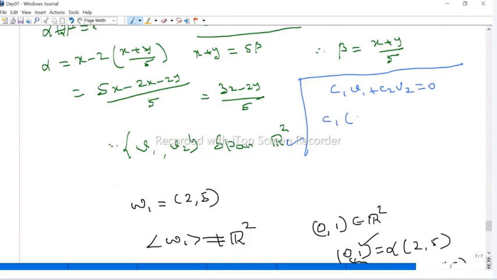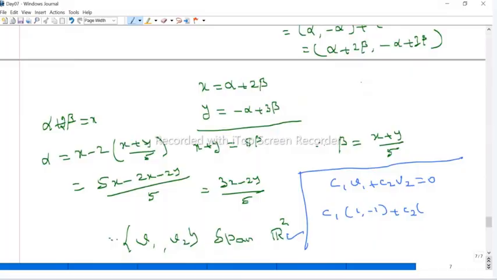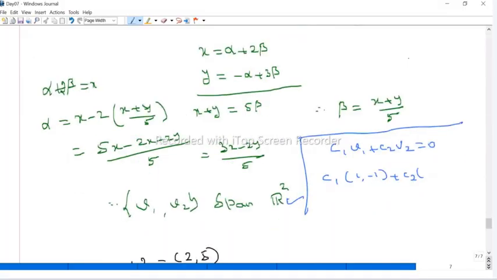So c1 times v1, which is (1, -1), plus c2 times v2, which is (2, 3), equal to (0, 0). Now simplify this. We get the equation c1 plus 2c2 equal to 0, and the next one is minus c1 plus 3c2 equal to 0. We get two equations.